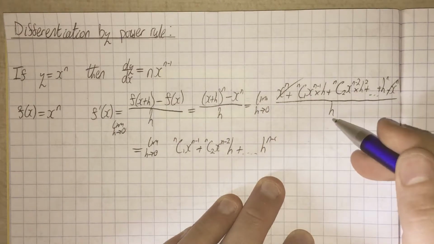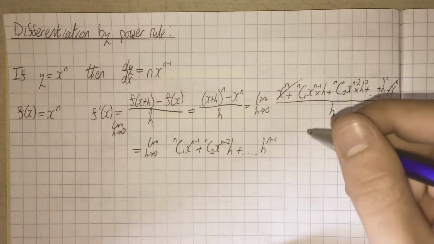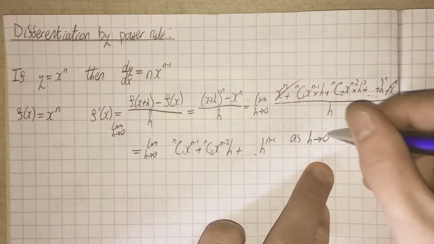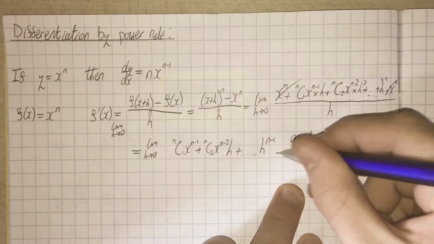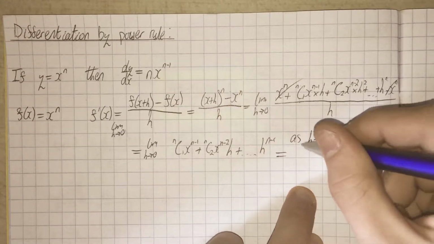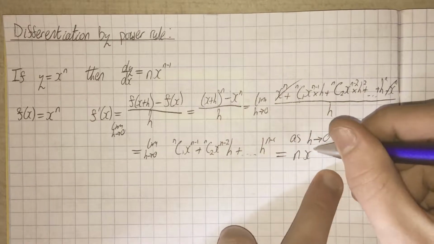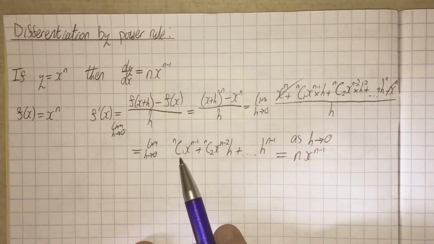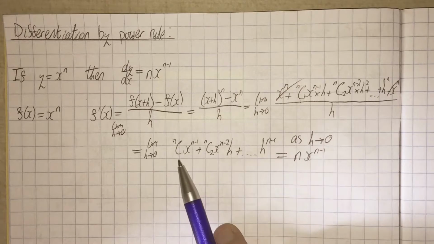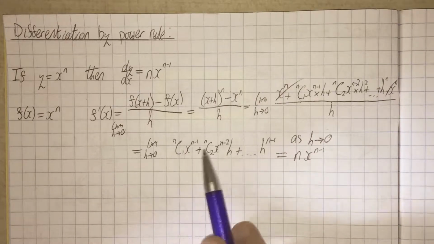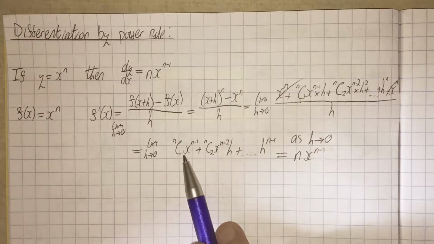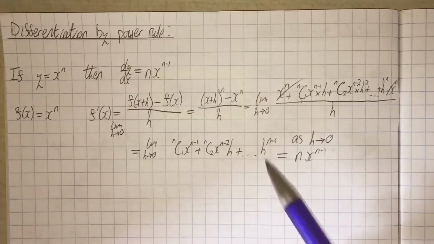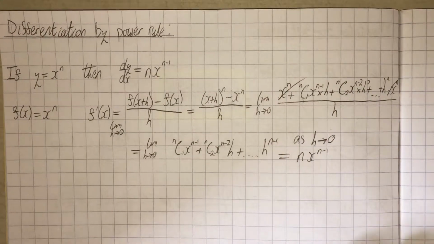We've got h to the n divided by h, and as h tends towards 0, this leaves us with n x to the n minus 1. And if you have done binomial expansion, then you'll know that with the nC1, whenever it's the first term, it's always just going to be equal to whatever n happens to be, which in this case is just n.